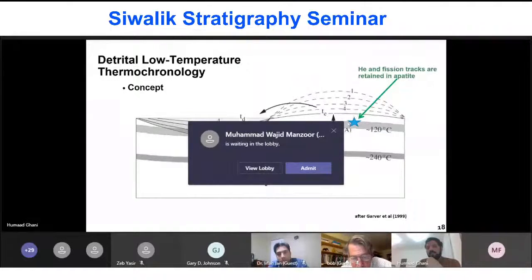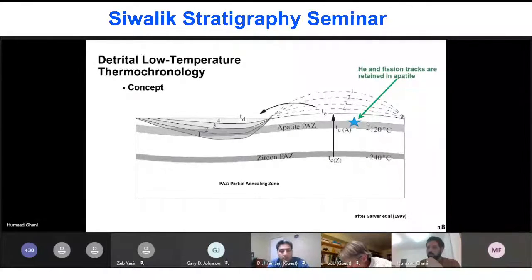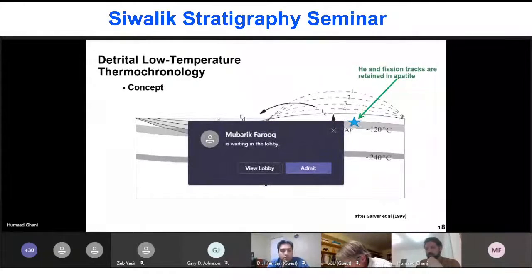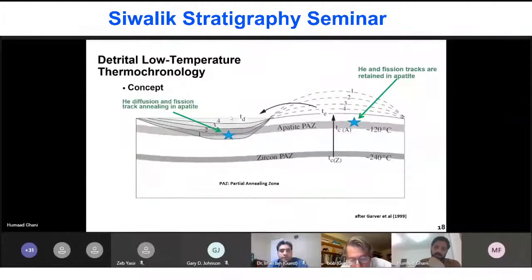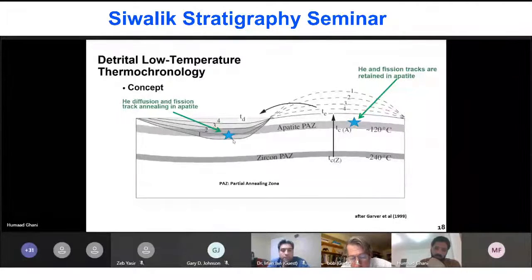So when these minerals, like in the case of apatite, cross 120 degrees centigrade, they start to retain fission tracks in the crystal, or they start to trap helium when they cross 80 degrees centigrade. When these rocks are exhumed from the source, eventually they are deposited into the sedimentary basins. And if they are successively buried by the coming deposits, and again heated to temperatures above, let's say in this case 120 degrees centigrade, all the fission tracks and the helium diffuse out of the system. They go out of the system.